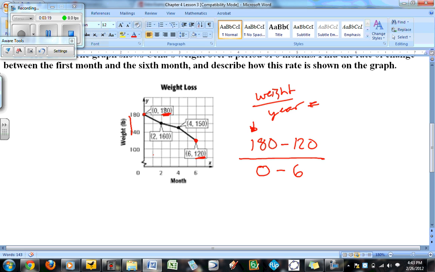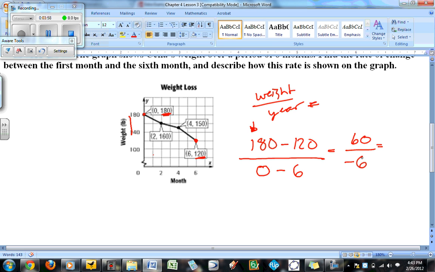We chose to start with 180 pounds and subtract 120 pounds to see how many pounds she's lost in those 6 months. Since we started with 180, we have to subtract its x value, or its month value, first. 180 minus 120 is 60 pounds, and 0 minus 6 is negative 6. The reason why it's important is because we want a negative value down here. We want a negative value because her weight is decreasing, and that negative sign shows direction. It's showing that it's decreasing.